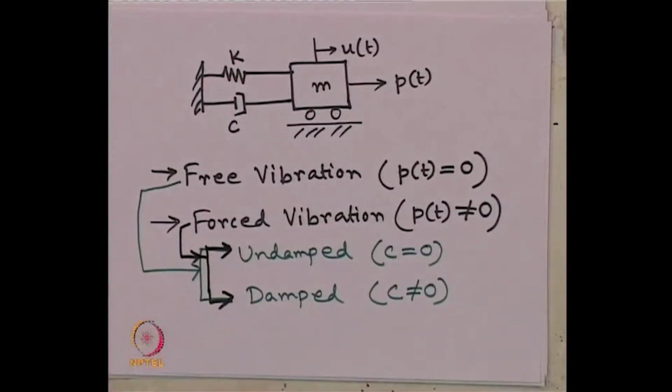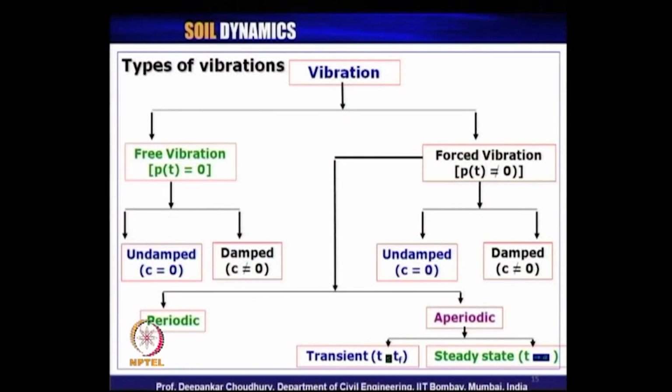So, if we look at the slide here for different types of vibration, what we have discussed just now, vibration can be classified in two major categories. One is called free vibration, when there is no externally applied dynamic load, and the other one is called forced vibration, when the externally applied dynamic load is present in the system, that is, P of t is not equal to 0. Within free vibration, there can be again two subcategories.